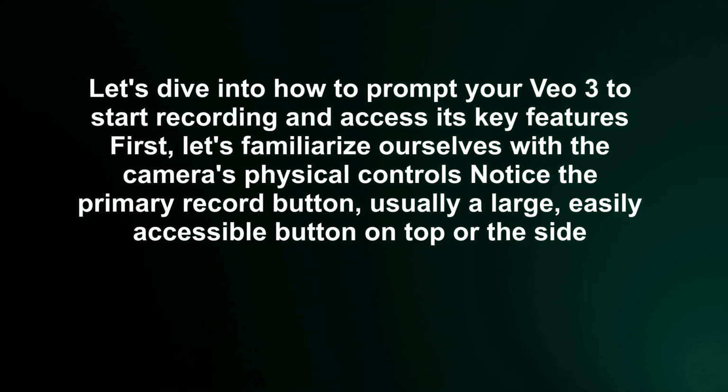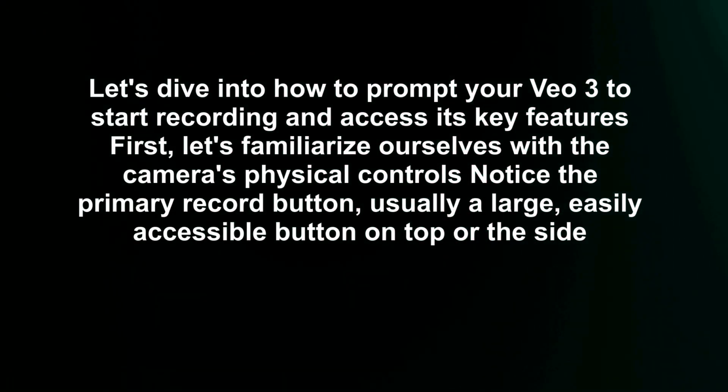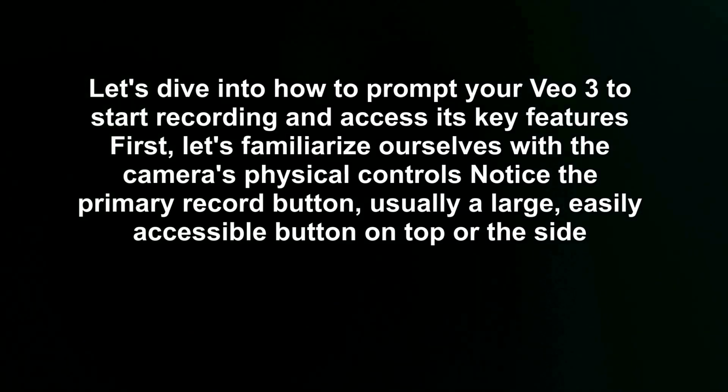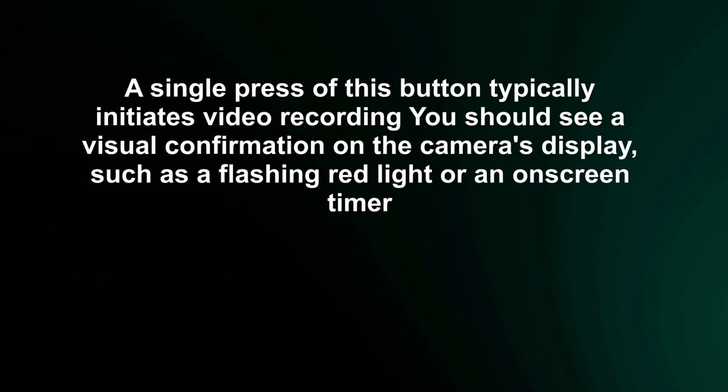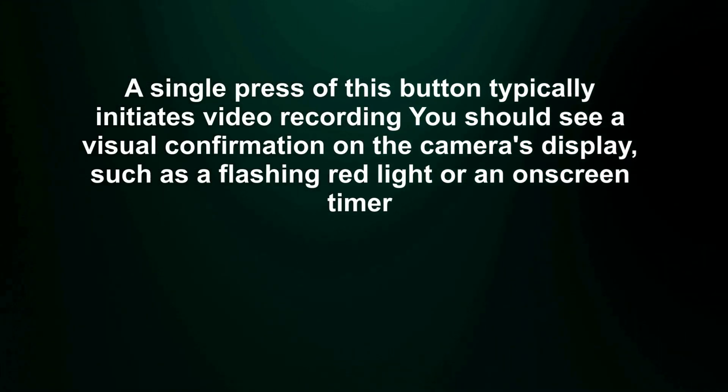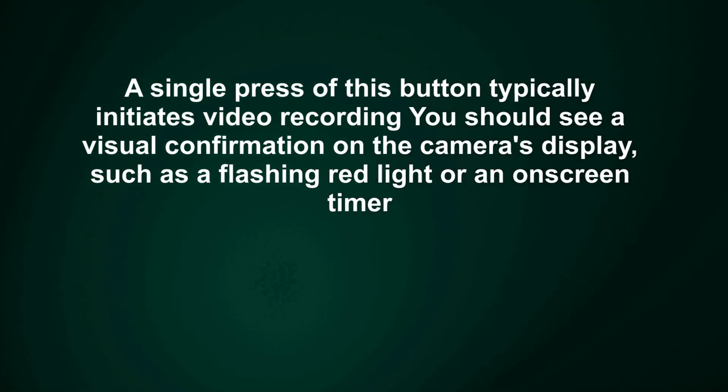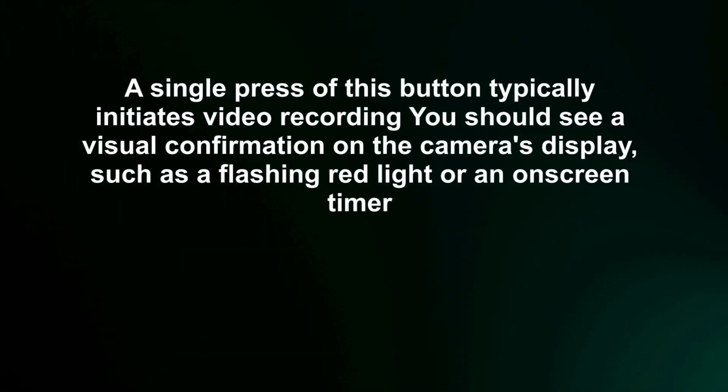Let's familiarize ourselves with the camera's physical controls. Notice the primary record button, usually a large, easily accessible button on top or the side. A single press of this button typically initiates video recording. You should see a visual confirmation on the camera's display, such as a flashing red light or an on-screen timer.